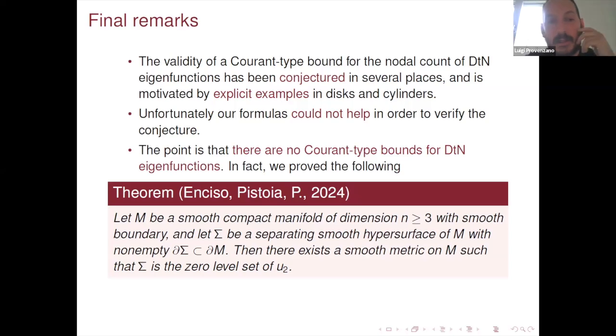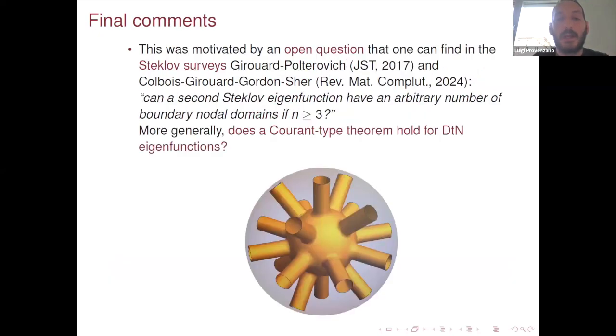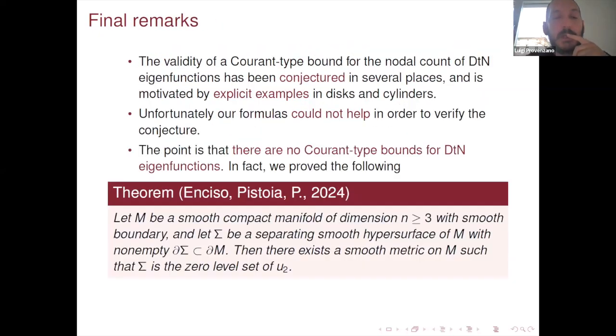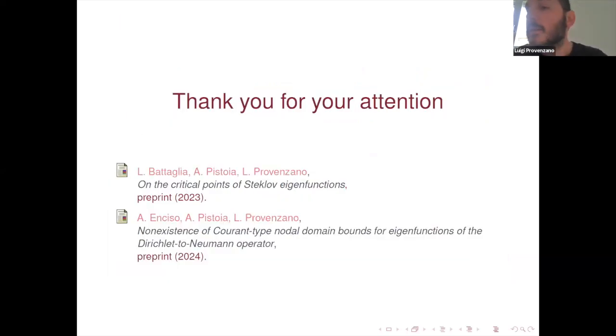And in fact, but this is another story, we recently proved this theorem. If you take a compact smooth manifold of dimension n greater or equal than 3 with a smooth boundary, and you choose any separating hypersurface, like the yellow one here, with boundary which belongs to the boundary of the manifold, then you can always find a smooth Riemannian metric on the manifold such that sigma is the zero level set of U2, but also of UK. But this is another story. It was not the subject of this talk. Maybe another one, I don't know. And okay, I stop here, and I thank you for your attention.